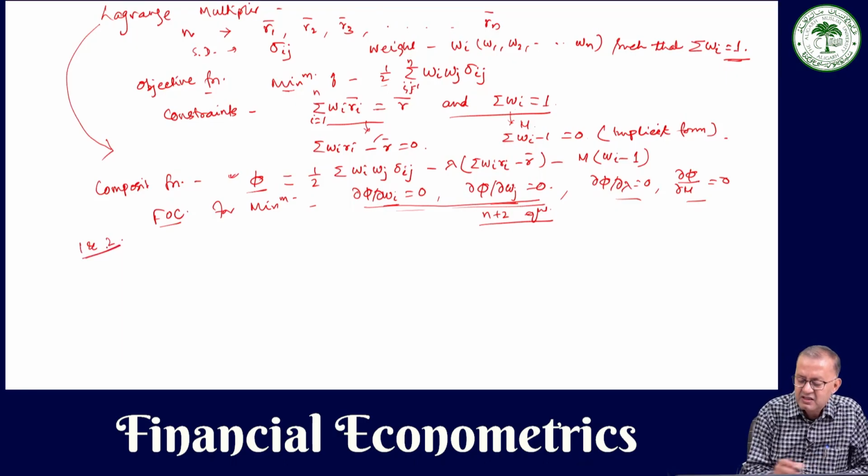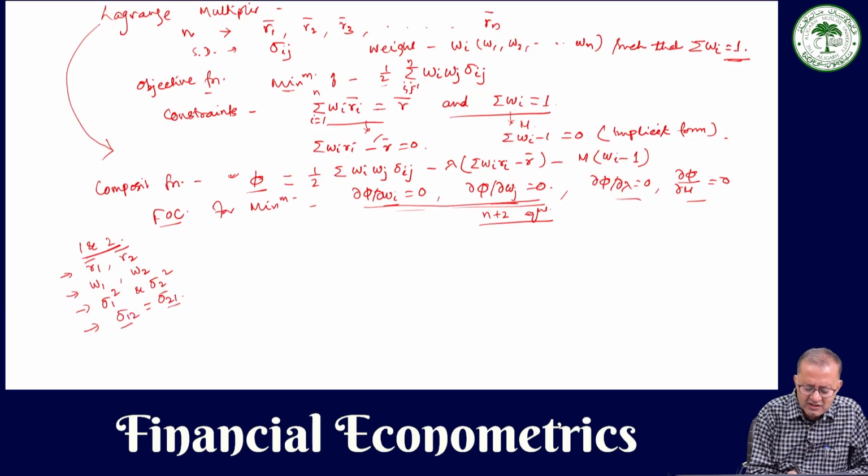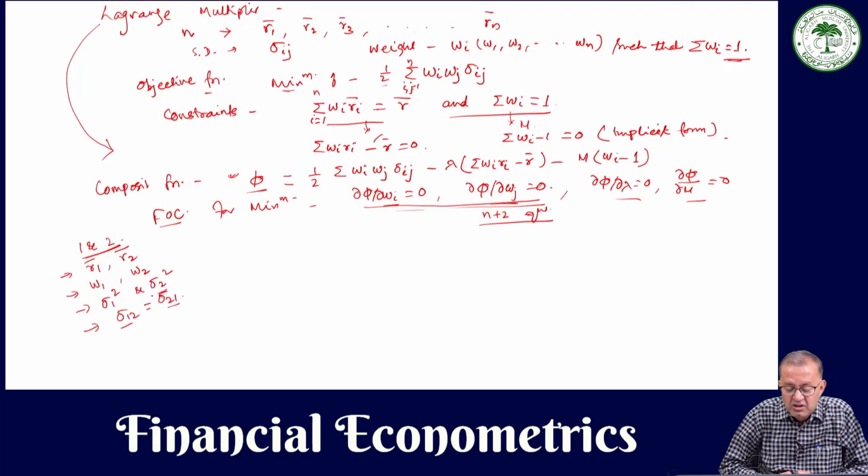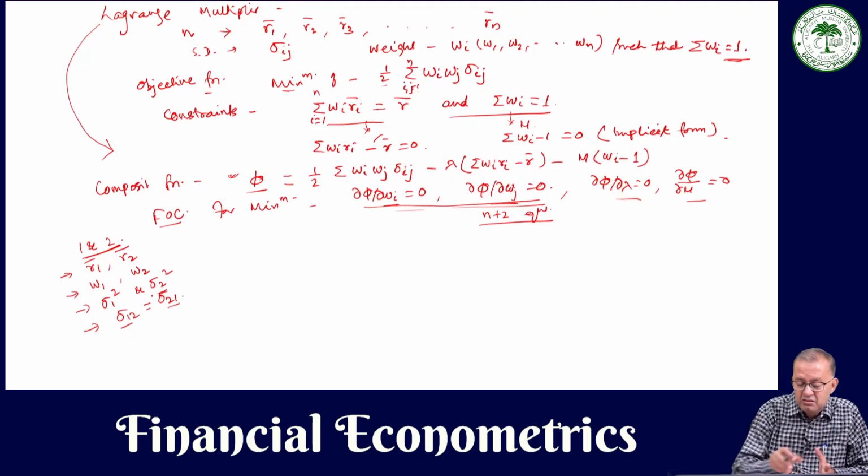Clear? So the rates of return will be R1 bar, R2 bar. Weights assigned will be W1, W2. Variances will be sigma 1 square and sigma 2 square, and covariance will be sigma 1 2 or sigma 2 1. The covariances are symmetric in nature, so they both will be equal. Sigma 1 2 will be equal to sigma 2 1. So rewriting this equation for two assets only.